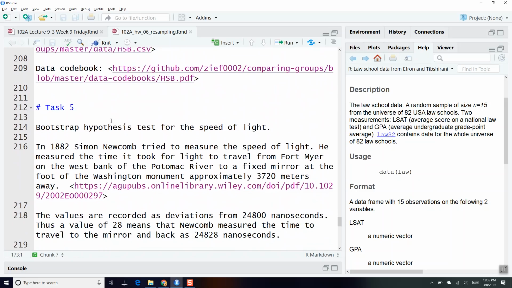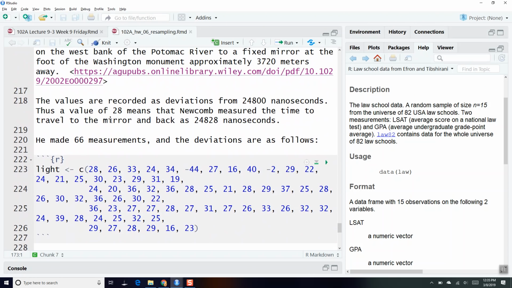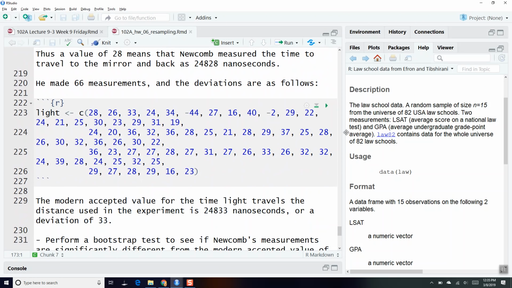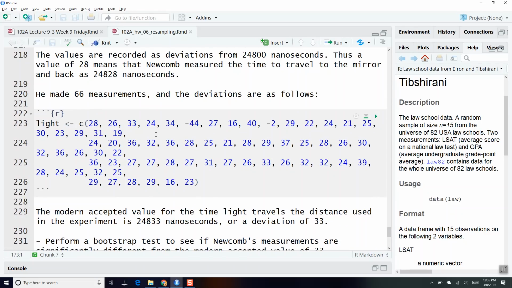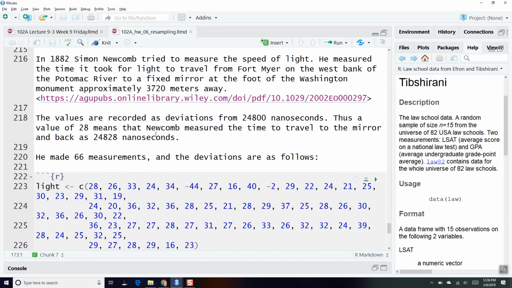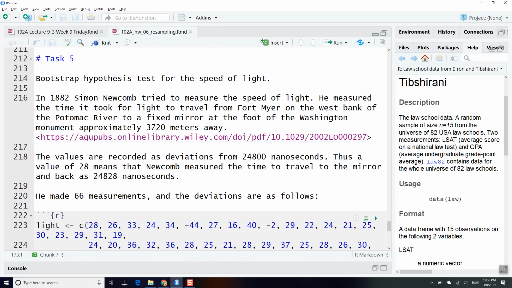Okay. The last task in your homework is to look at this speed of light information from the 1880s. Okay, and this is actually a rather remarkable idea that they had. These people were very creative.